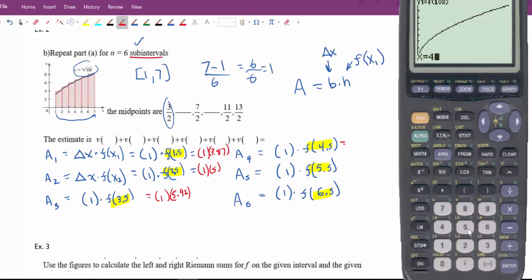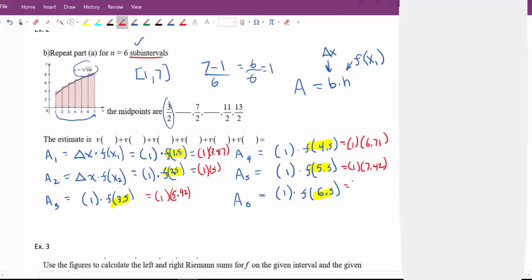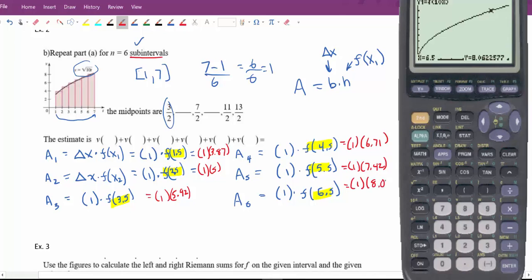Okay, go to the next one. Trace at 4.5. That looks like we're going to have 1 times 6.71. Trace at 5.5. That's going to be 1 times 7.42. And then finally trace at 6.5. That's going to give 1 times 8.06, like that. Okay, you guys see how I'm doing that? So if you're doing homework and you get to this, don't waste your time. Do this. The whole concept is how these rectangles are working. It's not the arithmetic that I'm concerned about. Are we okay?